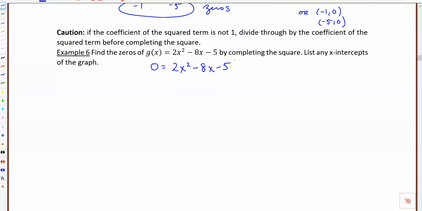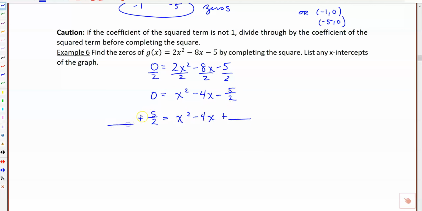Now, I was told to use completing the square as the process. So in order to complete the square, this squared term has a coefficient other than 1. So I'm going to need to divide everybody by that coefficient of 2. Right, so we'll get 0 is equal to x squared minus 4x minus 5 halves. Okay, so now I'm in a good position to complete the square on this. The first thing I'm going to do is move this constant to the other side. So I'll have 5 halves is equal to x squared minus 4x.